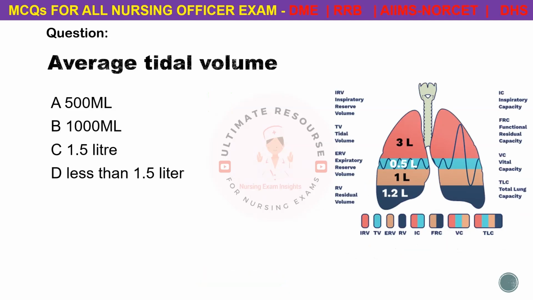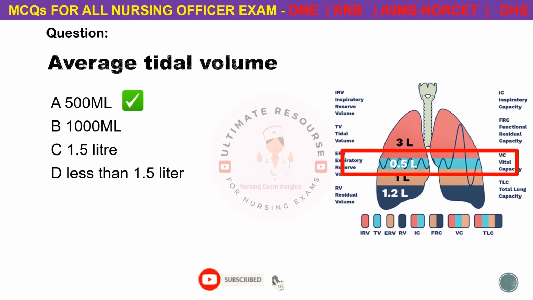Average tidal volume. Options are A. 500 ml, B. 1000 ml, C. 1.5 liter, D. Less than 1.5 liter. The answer is A. 500 ml or 0.5 liter.